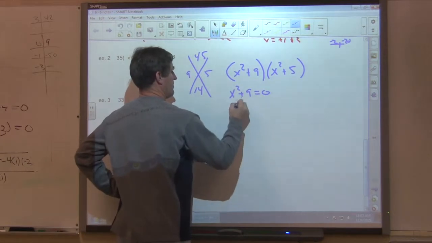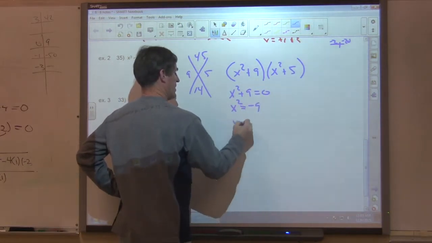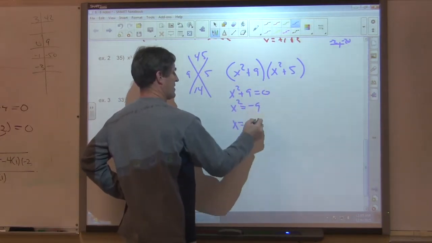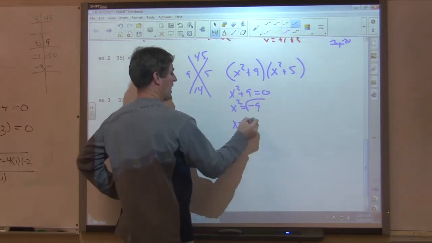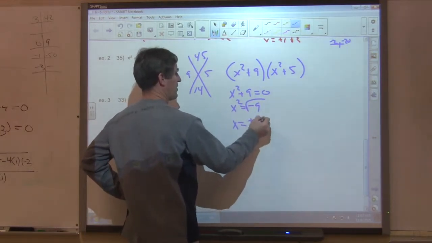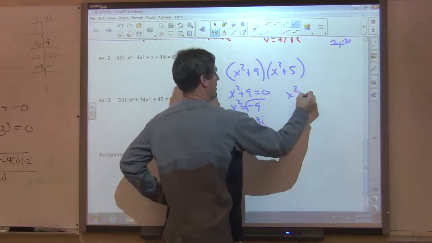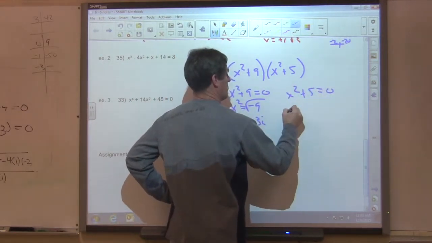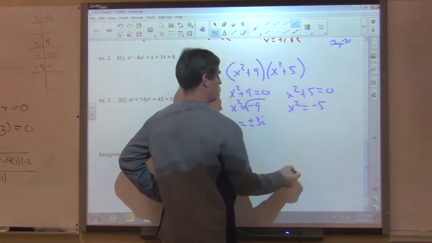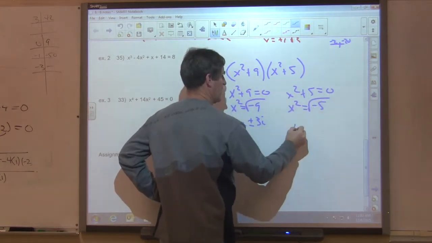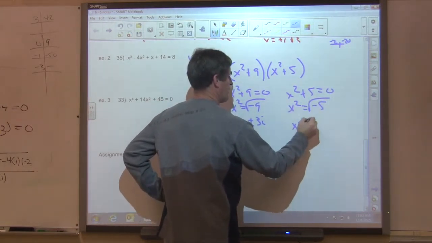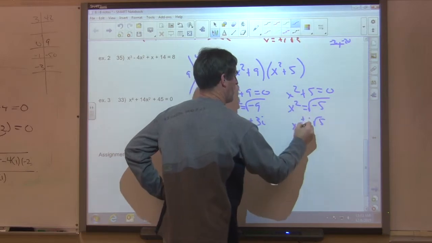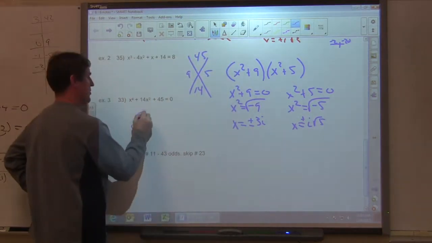Subtract 9. Plus or minus. Take care, remember to do the square root of this, so bring an i out, and the square root of 9 is 3, so 3i. Same thing with this one. Take the square root, so we get x equals, take care of the negative sign with an i, square root of 5, plus or minus. And so we have our answer.